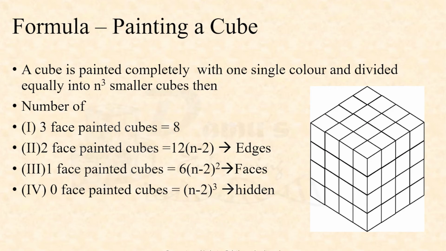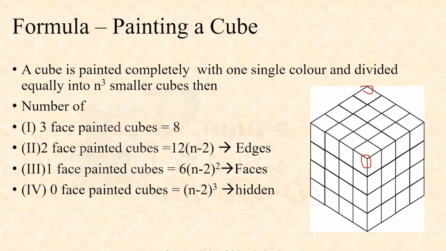An n by n by n cube, when painted completely with one single color and divided equally into n cube smaller cubes, then the number of 3-side painted cubes is always 8 because they are always seen at the corners. So the number of corners is 8, so it is always 8.